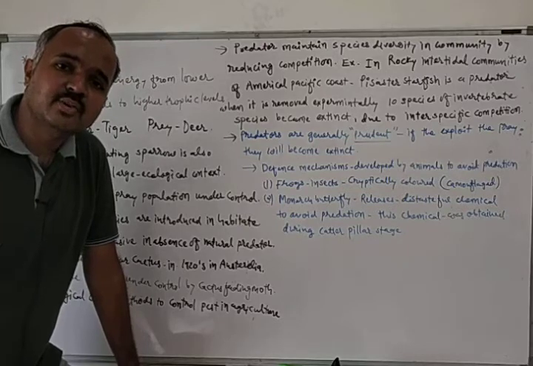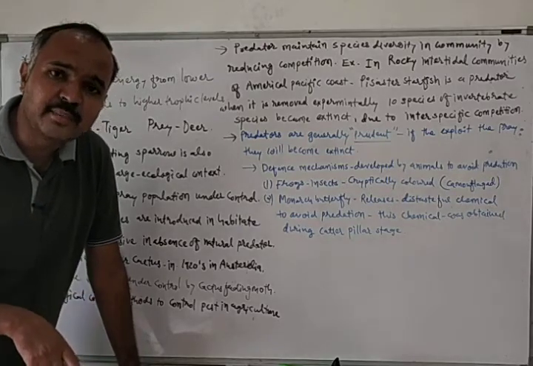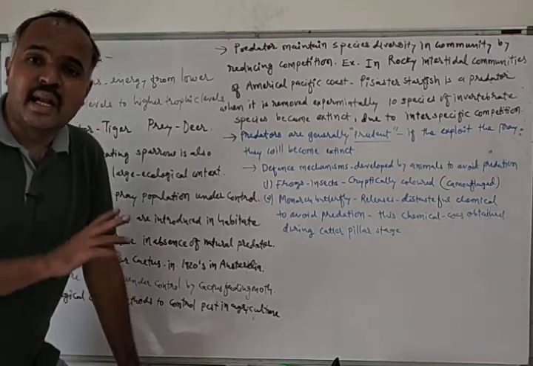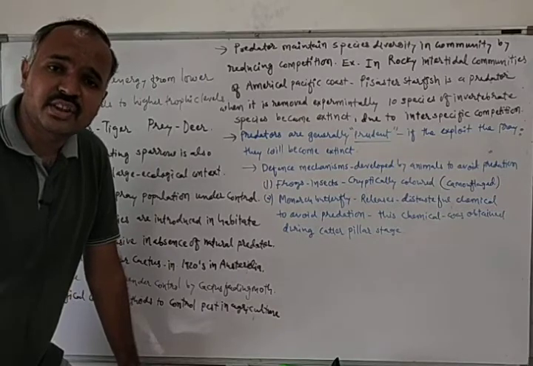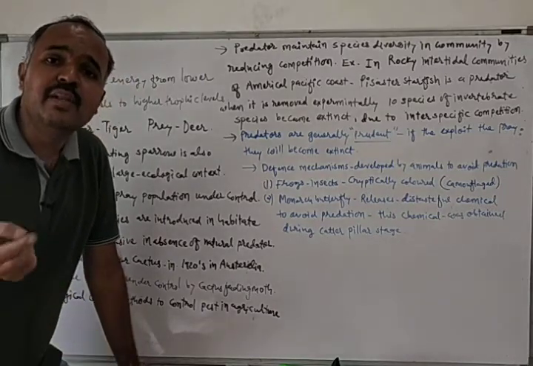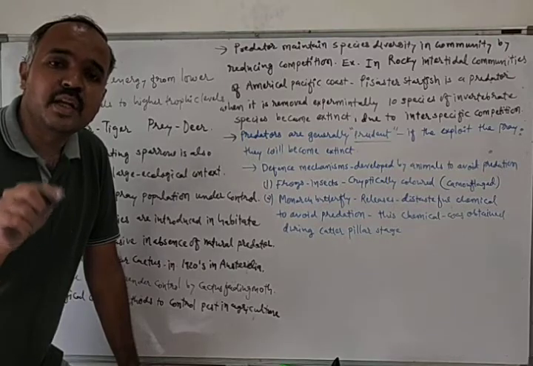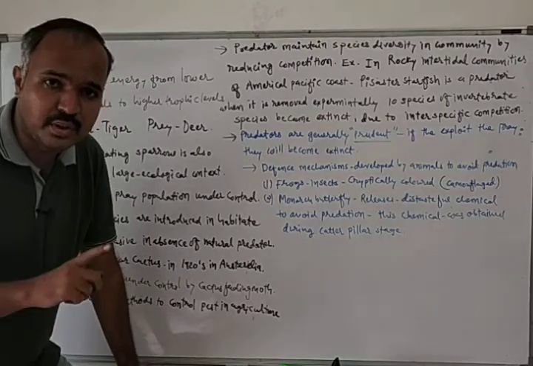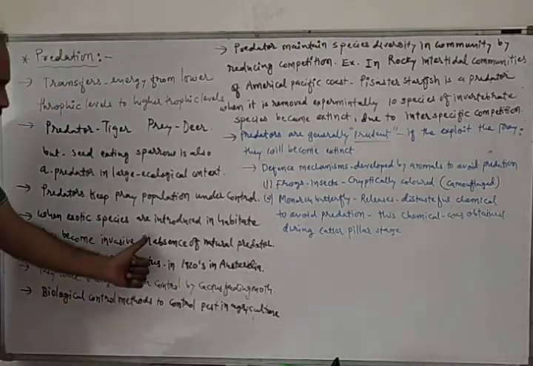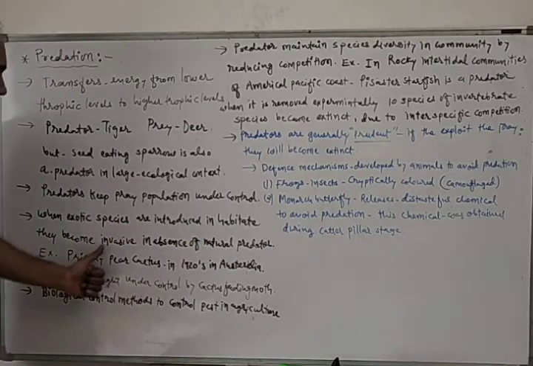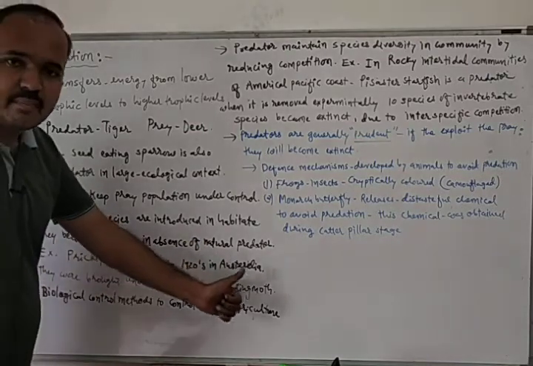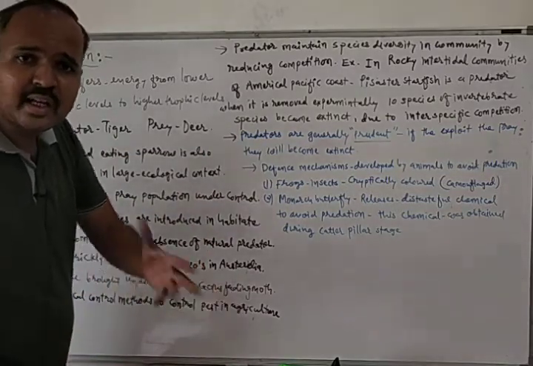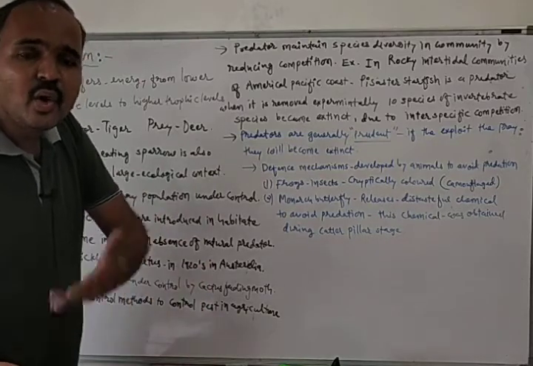When the exotic species is added into the habitat, it may become invasive because of the absence of natural predator. As the natural predators of that species are not there in that habitat, it will become invasive and it may impose a threat to the native species. They will grow rapidly in the absence of natural predator.